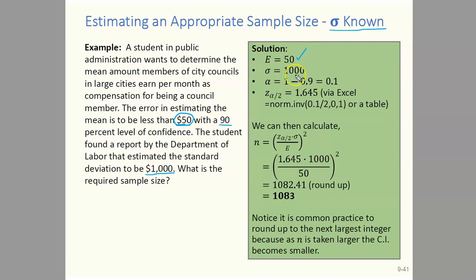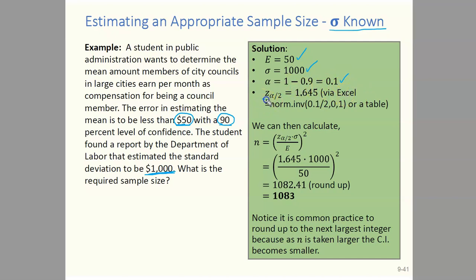The population standard deviation is 1,000. That came from a previous study, so we assume that the population standard deviation is known to be 1,000. Now the significance level in this case is 0.1, which is 1 minus your confidence level. Your confidence level is 0.9, coming from the 90%. So that's our significance level, 0.1, 1 minus 0.9.